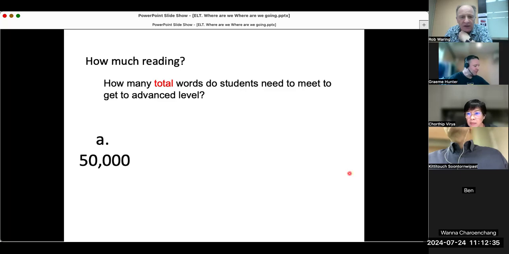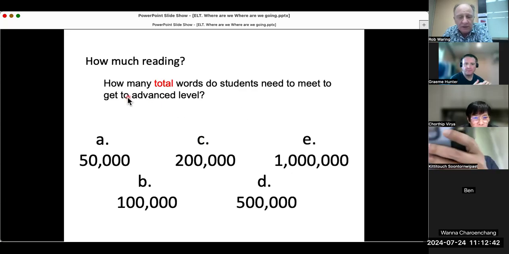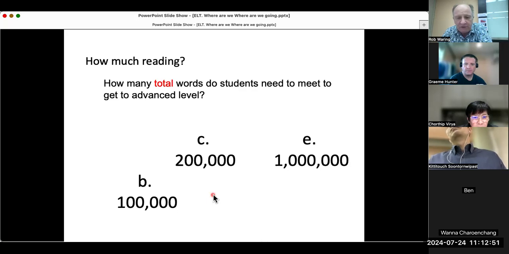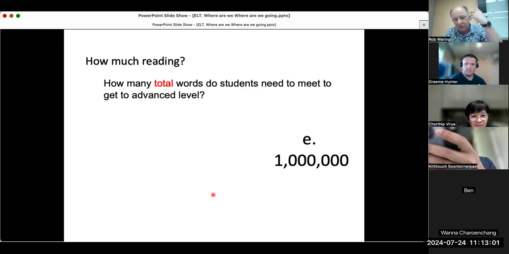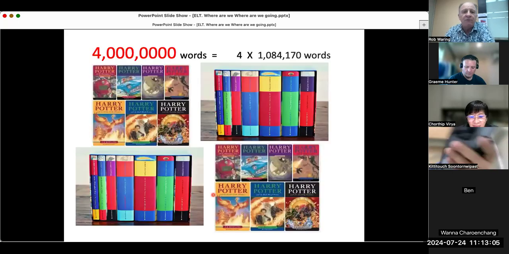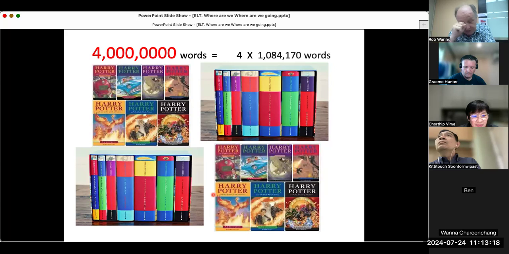So if we have the idea about how many total words students need to meet to get to the advanced level, how many total words do students need to meet? It's not 50,000. It's not 500,000. To get to the advanced level, with the amount of repetitions of words needed, not even 1 million words. They're going to need 4 million words. That is all of Harry Potter 4 times. If you read all of Harry Potter 4 times, you will have a 4,000 word vocabulary. Most students don't get anywhere near that amount of vocabulary.